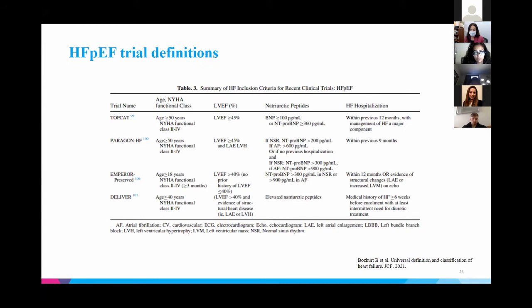There have been several heart failure with preserved ejection fraction trials, and they've all used different criteria to enroll patients. The TOPCAT trial, which was conducted with spironolactone, enrolled patients with an ejection fraction greater than 45%. PARAGON-HF, which is about Entresto, enrolled patients with ejection fraction greater than 45% as well as left atrial enlargement and LVH. EMPEROR-Preserved, which is about Jardiance, or empagliflozin, enrolled patients with an EF greater than 40%. DELIVER, which is dapagliflozin, greater than 40%.